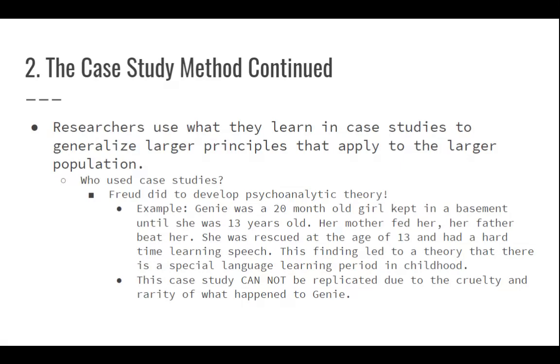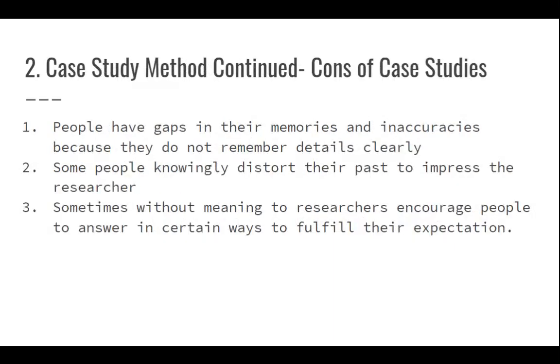Example, Jenny was a 20-month-old girl kept in a basement until she was 13 years old. Her mother did feed her, but her father beat her. She was rescued at the age of 13 and had a hard time learning speech. This finding led to a theory that there's a special language learning period in early childhood that Jeannie missed out on. This case study cannot be replicated due to the cruelty and rarity of what happened to Jeannie.